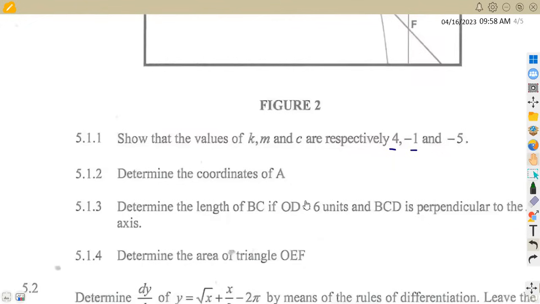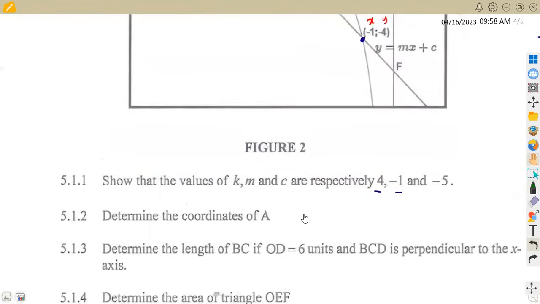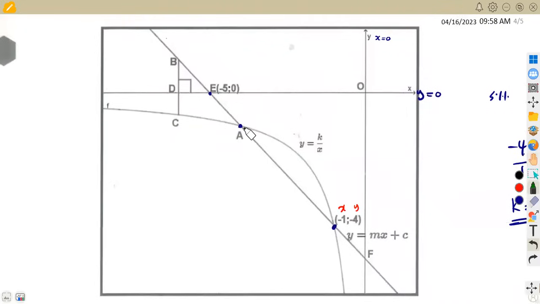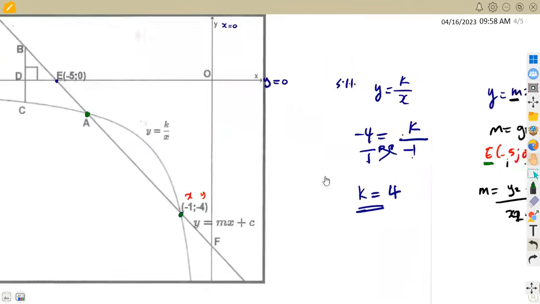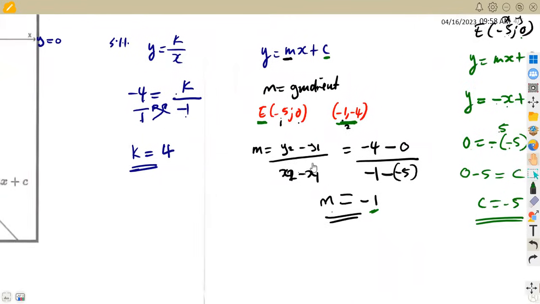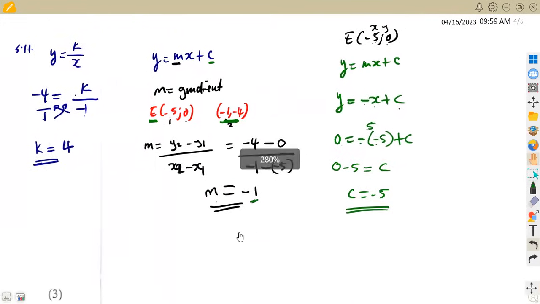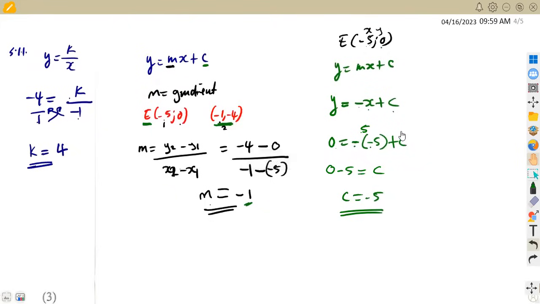All right, determine the coordinates of A. Where do we have the point A? The point A here, it's a point of intersection. Remember, we are given that A is a point of intersection and another point of intersection. So for you to determine the point of intersection, you have to solve the given equations simultaneously for the given functions. Remember, at a point of intersection, the two functions are equal.